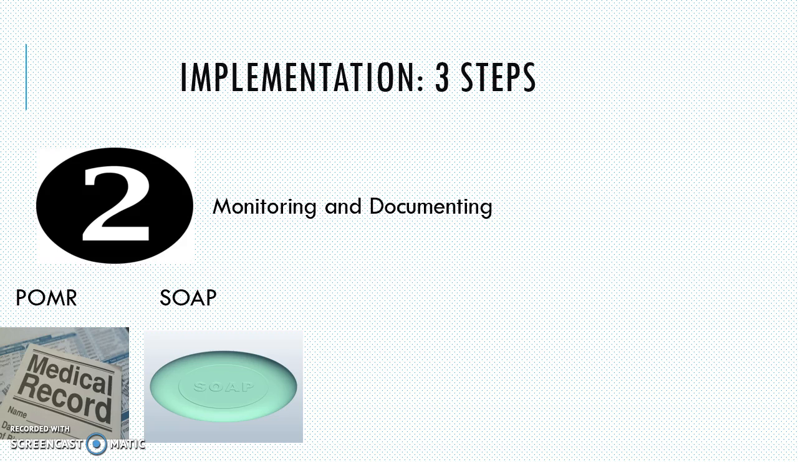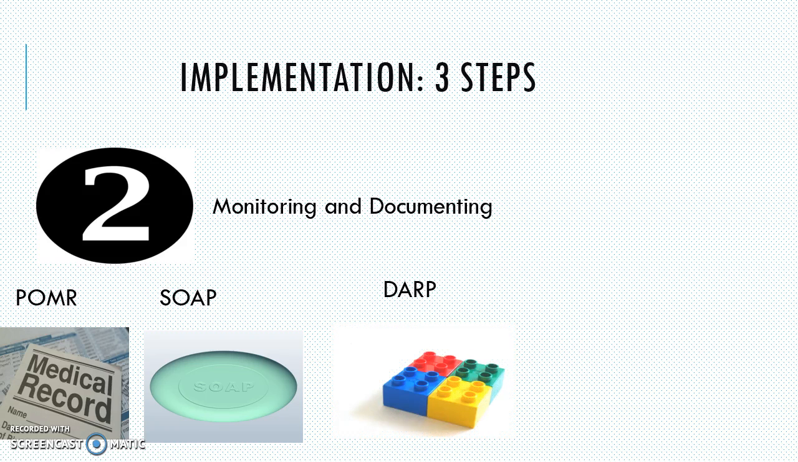Another form of note-taking is referred to as focus charting, and this organizes information into 4 categories: data, action, response, and plan, or DARP, abbreviated. So there's 4 different areas: data, action, response, and plan. This method focuses on behaviors of clients that occur during implementation.